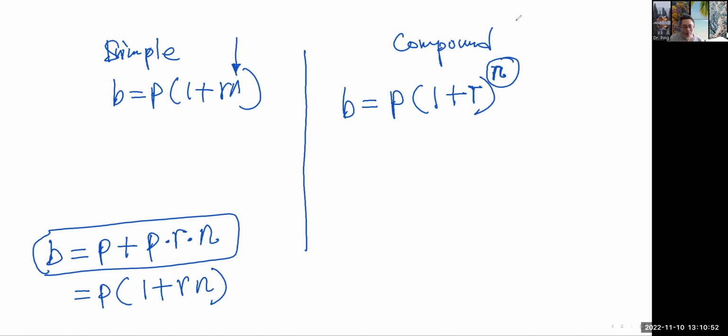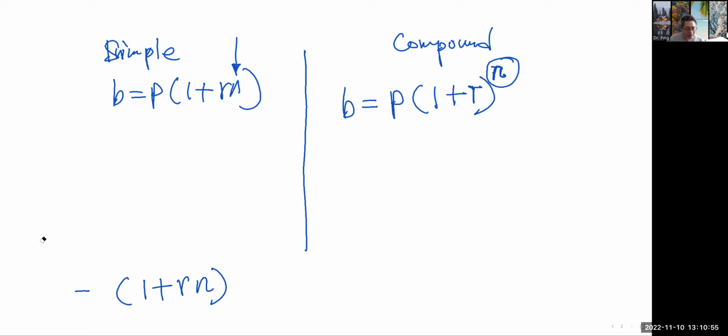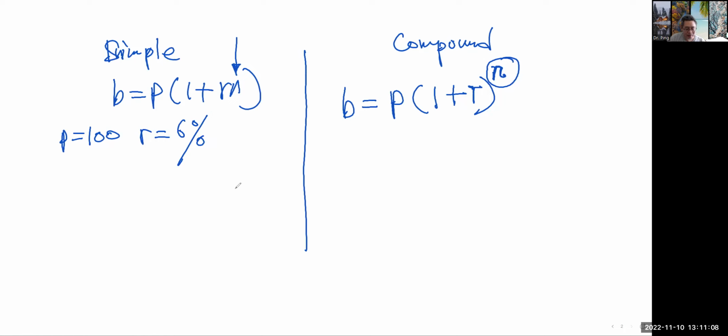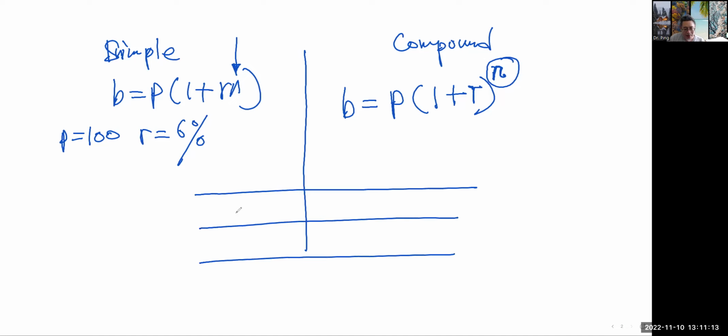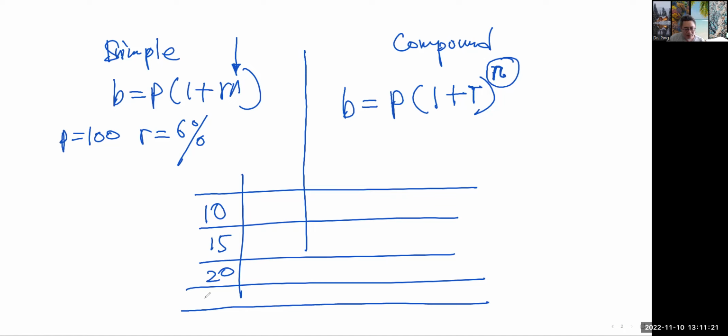So now we're going to go back to our previous example. Our principal is 100, our rate is 6%, and we're looking at the number of years. Let's compare the two sides and see. We're looking at 10 years, 15 years, 20 years, 25 years, and 30 years. So we see a difference. This is simple, and this is compound.